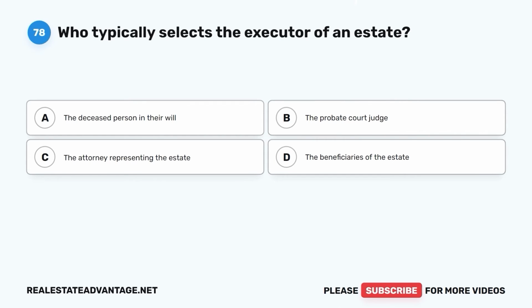Question 78. Who typically selects the executor of an estate? A. The deceased person in their will. B. The probate court judge. C. The attorney representing the estate. D. The beneficiaries of the estate.